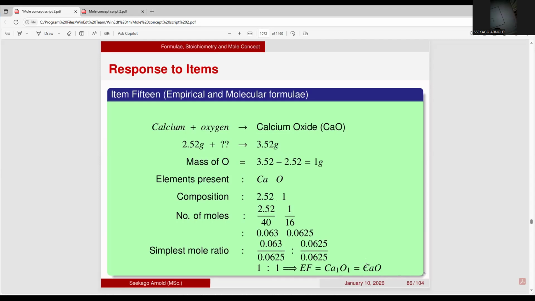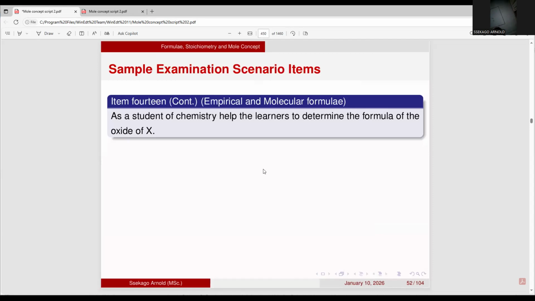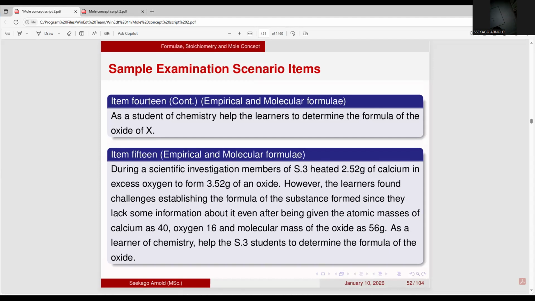Now, the question did not say that. Maybe I take you back to it and you see it very well. It says that the molecular mass of the oxide is 56. Determine the formula, not empirical formula. Determine the formula. They want the molecular formula. They want the molecular formula of the oxide.